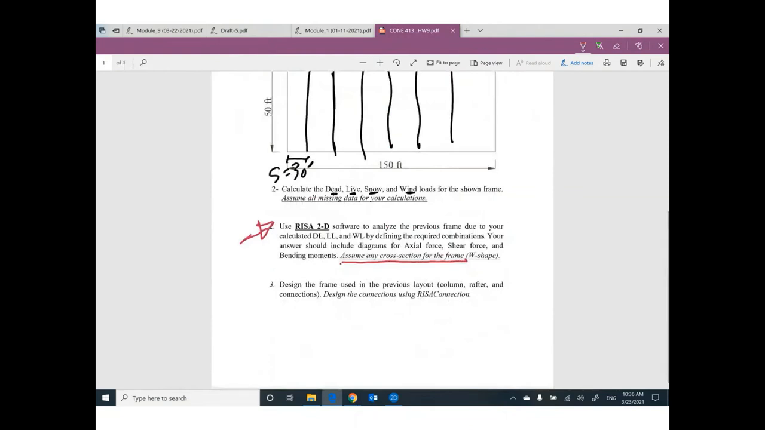So the last one, design. Use the previous layout to design. The connection will be designed next meeting. For connection, I will start next meeting to use RISA connection.